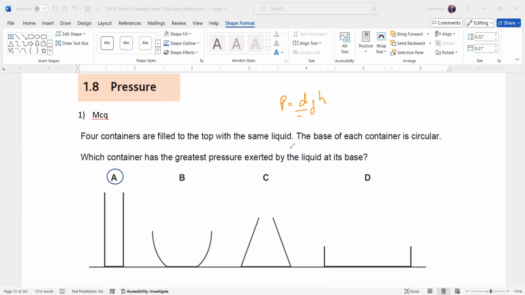They all have the same density because the same liquid is there. So the one which is deeper will exert more pressure. When we compare the depth from the top, A will have a greater depth compared to that of B, compared to that of C, or compared to that of D. So the deeper we go inside the liquid, the higher the pressure of the liquid.